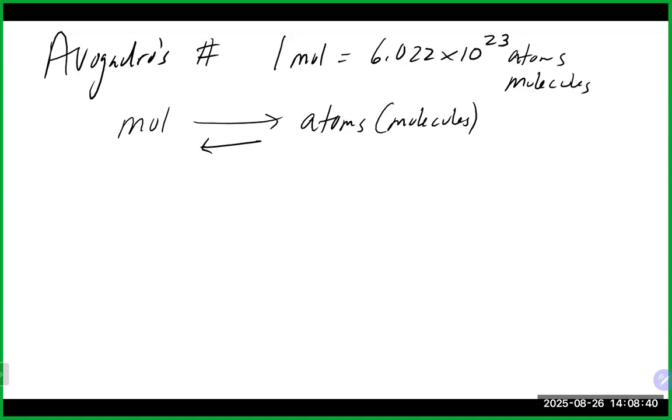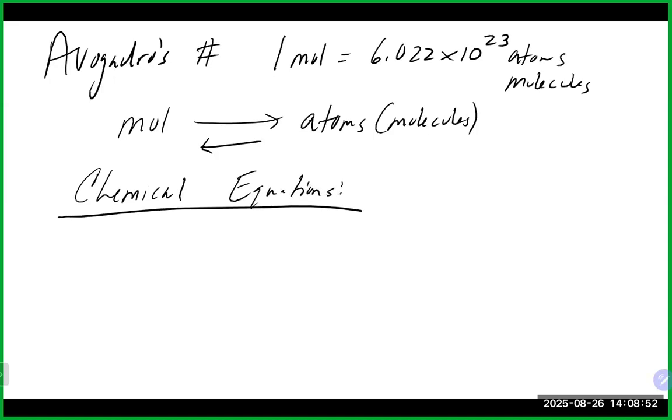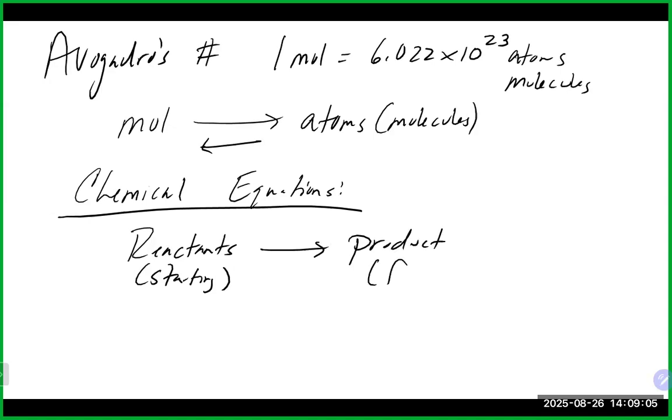All right. Next important thing to remind you of are chemical equations. Chemical equations are how we represent chemical reactions, which are chemical changes that occur. And a reminder, on the left-hand side of the arrow are our reactants. That's our starting material. On the right-hand side of the arrow are our products, which is what is formed as a result of the chemical reaction.